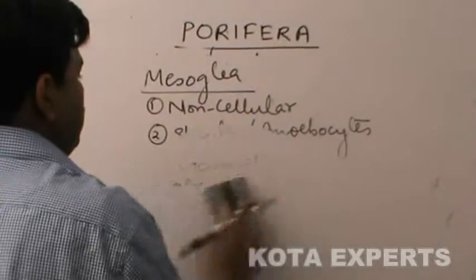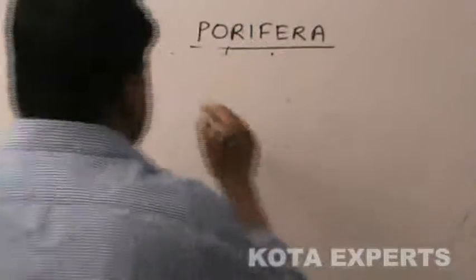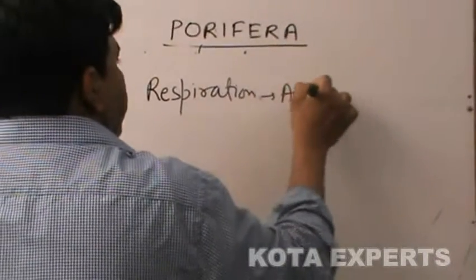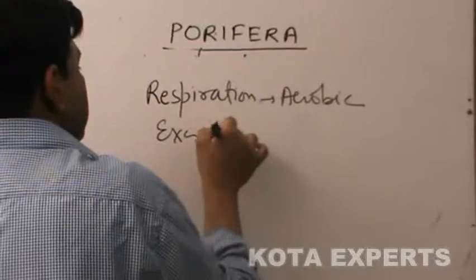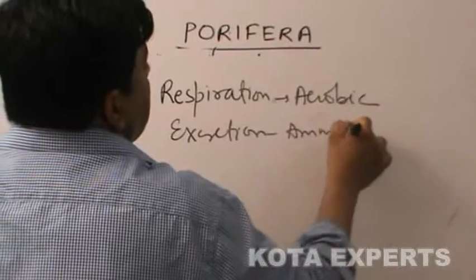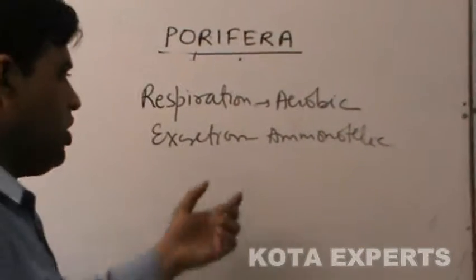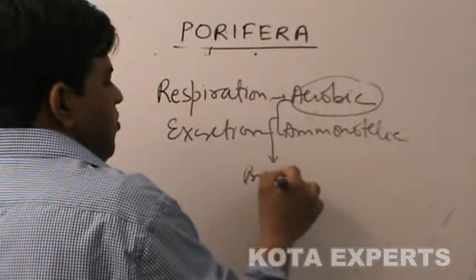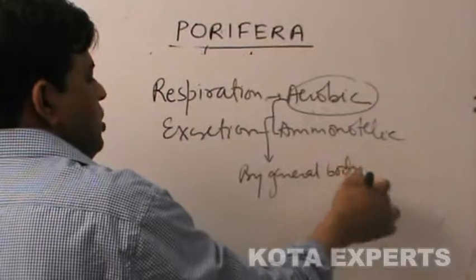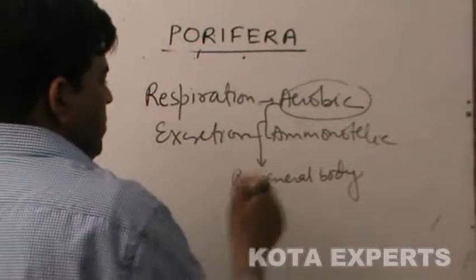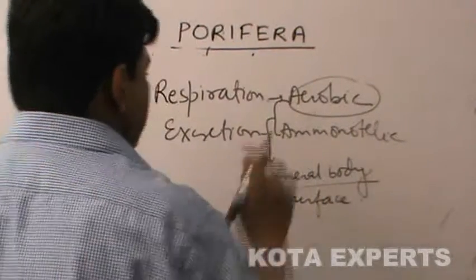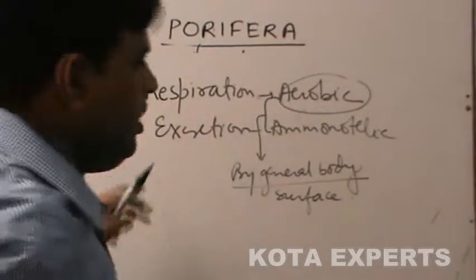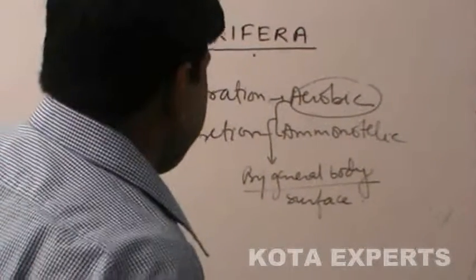Now we have seen the nutrition of the organism, then we have respiration as well as excretion. Respiration is aerobic and excretion is ammonotelic. Ammonotelic means that it produces ammonia, and it performs aerobic respiration, and both functions are performed by the general body surface, because there is no specialized organ found for these purposes.